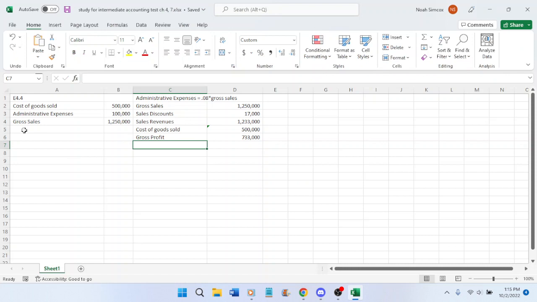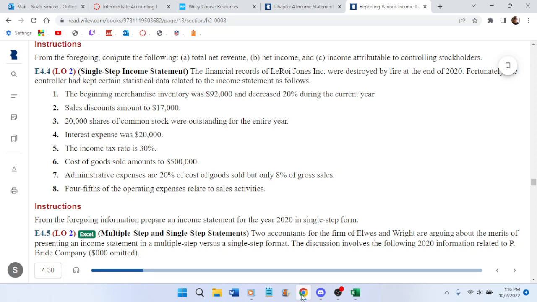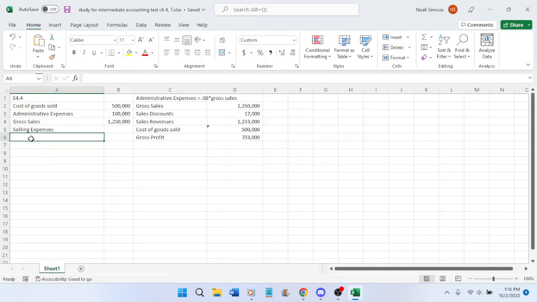Now we have to calculate selling expenses. Selling expenses. What the heck is this? What's wrong with this? That's such bullcrap. So how do you calculate that? So 4/5 is the same thing as, I wish I could do fractions on this.